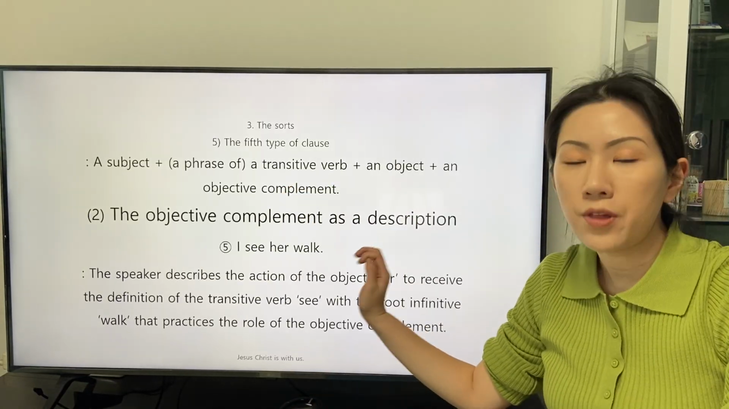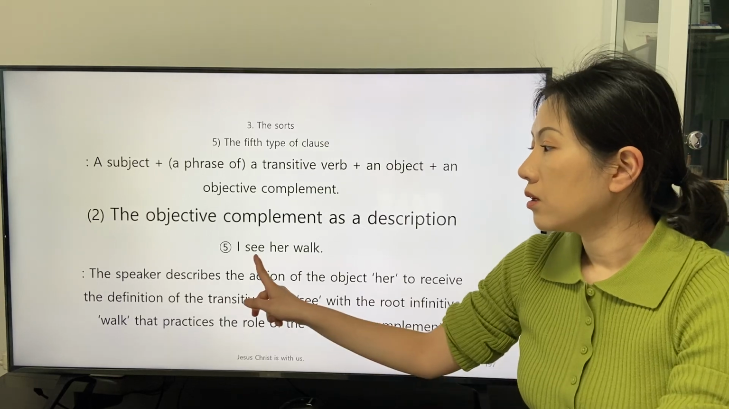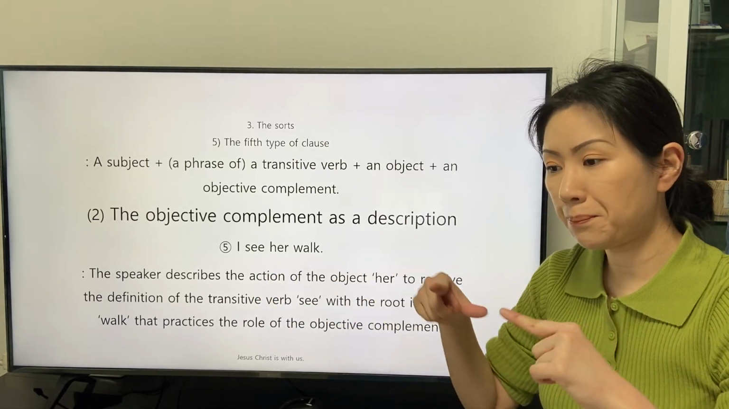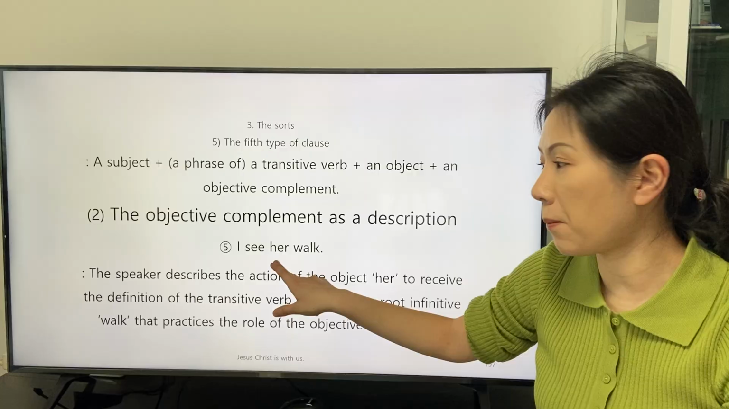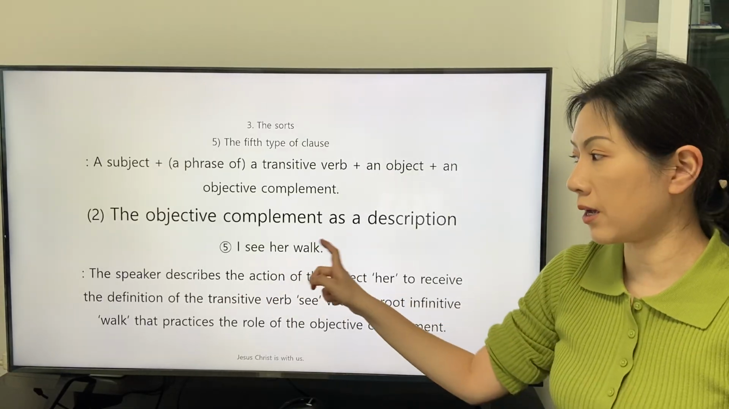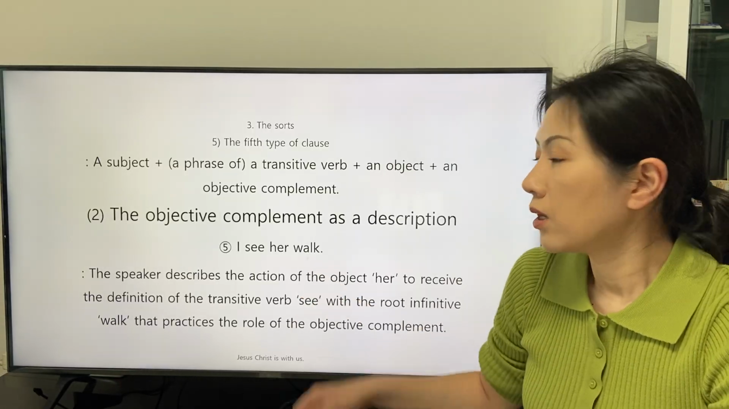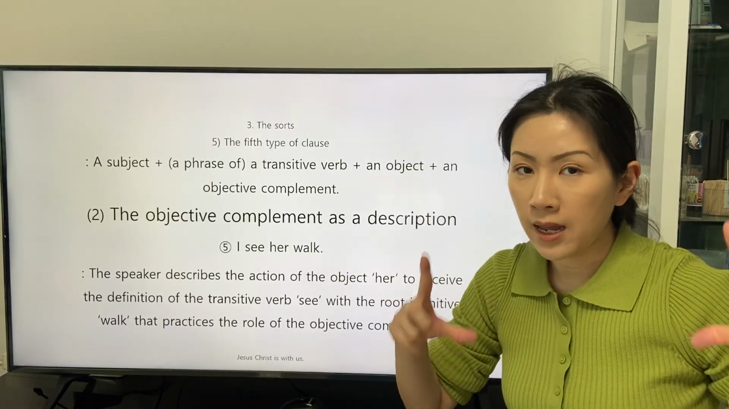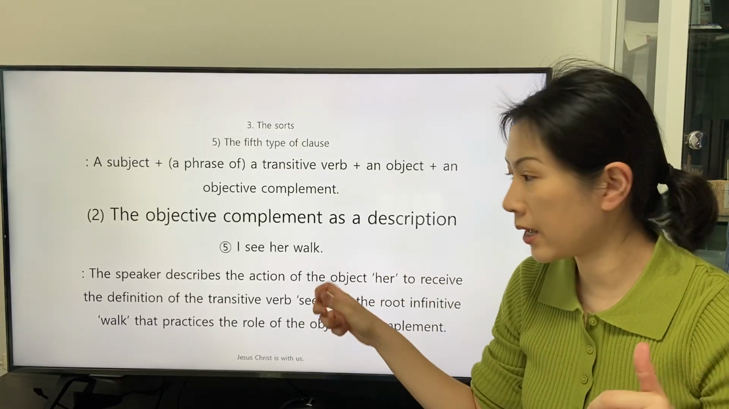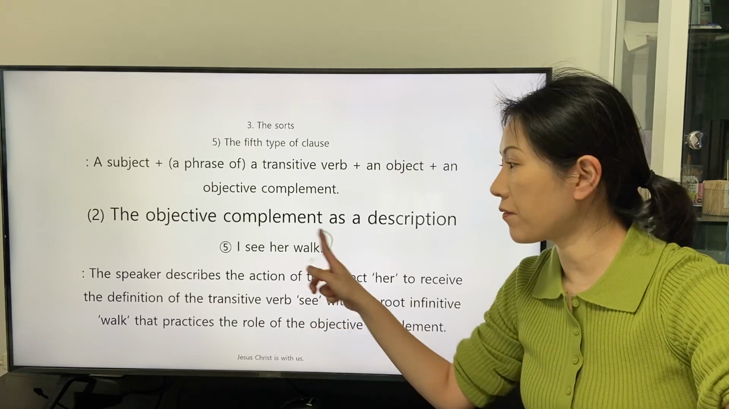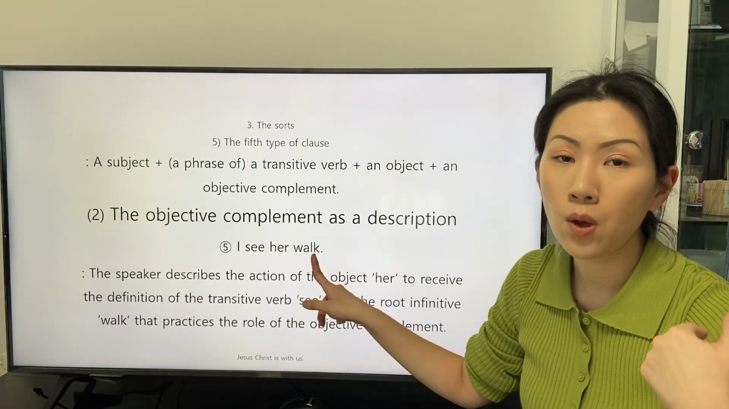There is the fifth example. I see her walk. In this clause, the verb for the perception of the subject is applied, and the object that receives the perception of the subject is described by the root infinitive that has a trait as a description. In this clause, we can also understand that the concurrency is able to be revealed by the form of the objective complement, which has the same form as the intransitive verb walk.